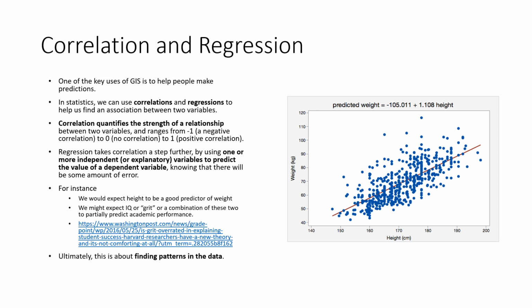So for instance, height might be a predictor of weight. We might expect IQ or grit or a combination of these two to partially predict academic performance. If you're interested in that, I've pasted an article here just as kind of a classic example.